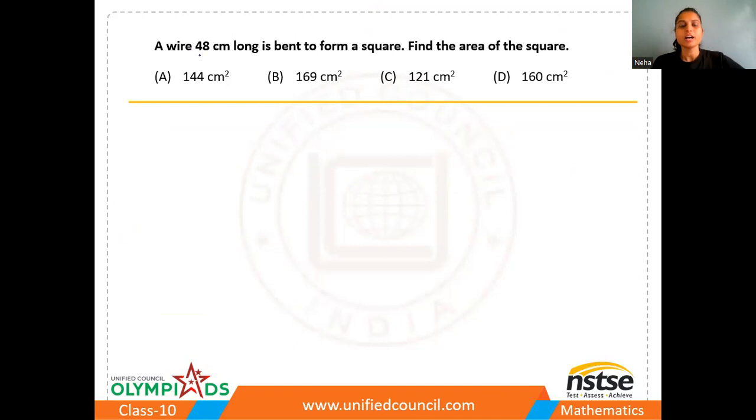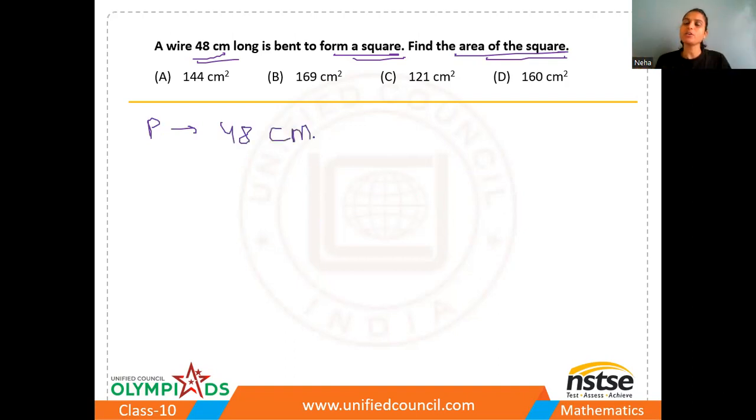The next question is, a wire 48 centimeter long is bent to form a square. What is the area of the square? Okay. So basically the length of the wire is 48 centimeter and we are reforming it into the shape of a square. That means what is the perimeter of the square? Yes, it is 48 centimeter, right? The perimeter of the square is 48 centimeter.